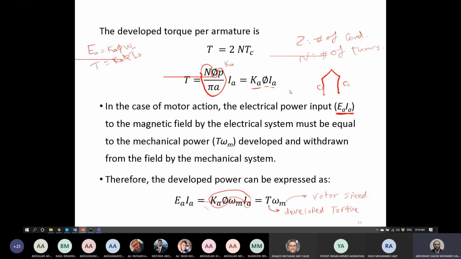Is there any question regarding this part? Is it clear? Doctor, omega m, what does it represent? It's the rotor speed. This is the machine speed.